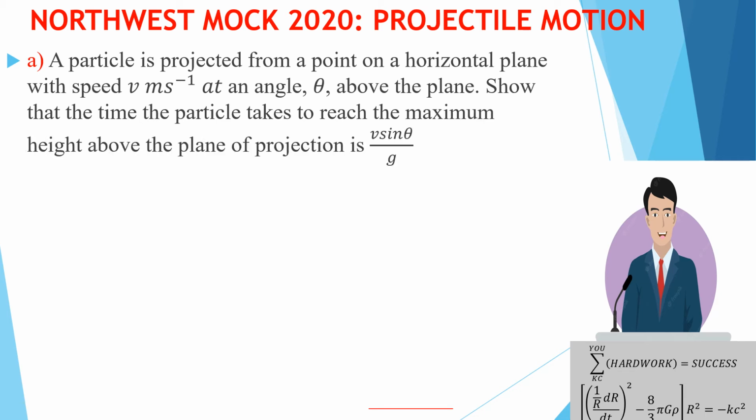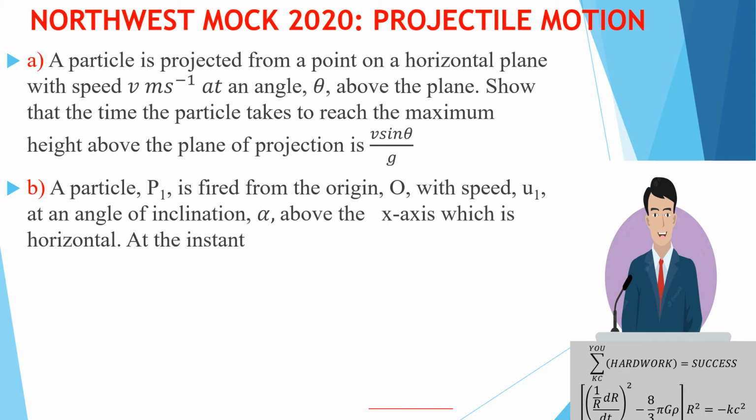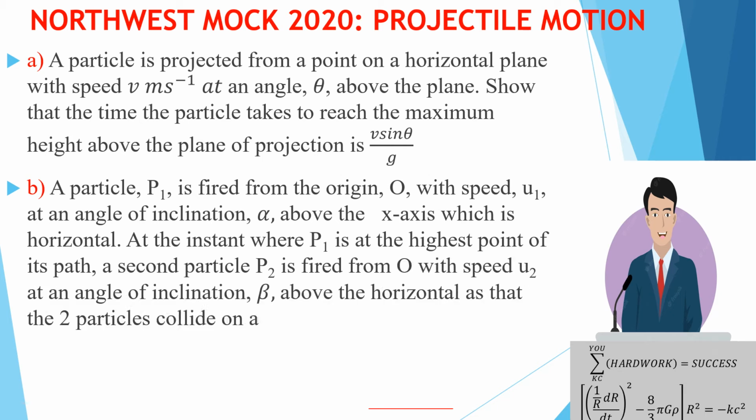The B part of the question says that a particle P1 is fired from the origin O with speed U1 at an angle of inclination alpha above the x-axis, which is horizontal. At the instant where P1 is at the highest point of its path, a second particle P2 is fired from O with U2 at an angle of inclination beta above the horizontal, such that the two particles collide on a point at the x-axis. Show that 4 tan beta equals tan alpha.